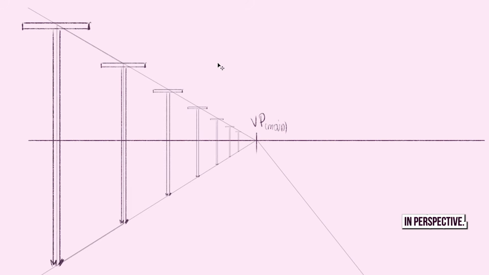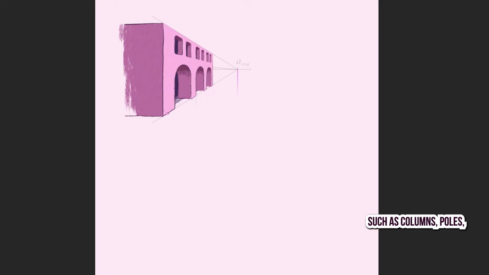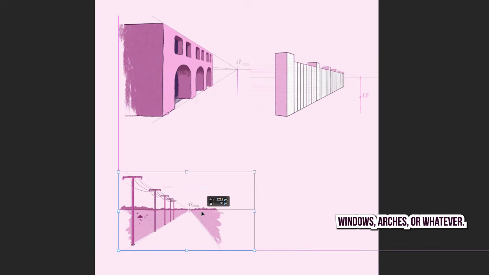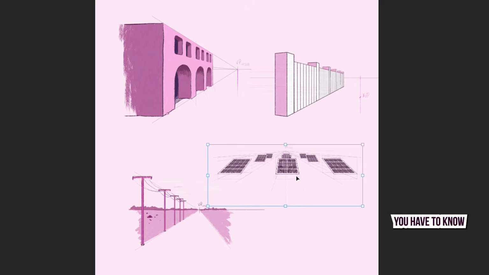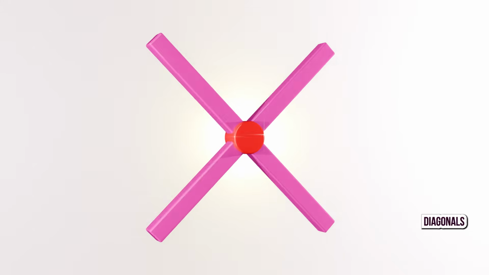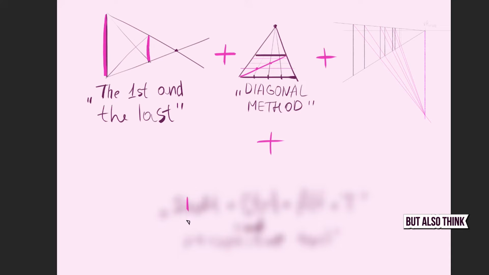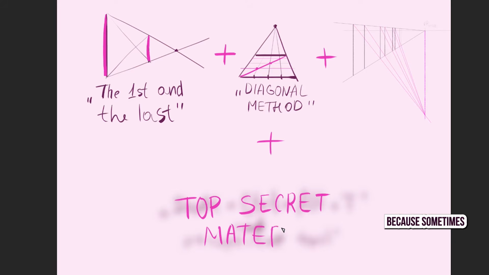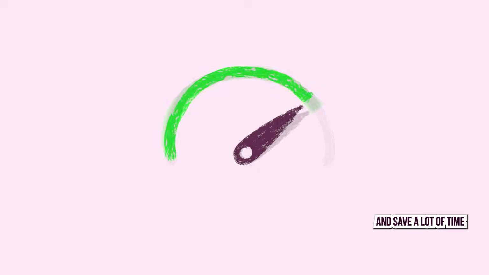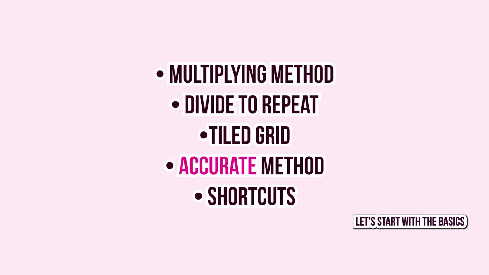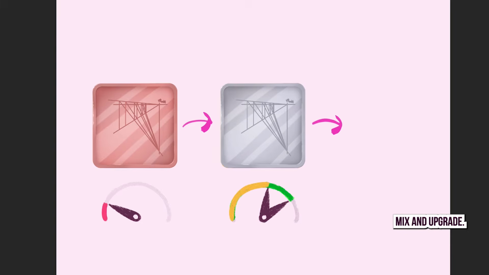To repeat an object in perspective, such as columns, poles, windows, arches, or whatever, you have to know just one thing. Diagonals are your best friends. But also think outside the box, because sometimes you can combine several simple techniques and save a lot of time. Let's start with the basics, so we know what we can mix and upgrade.